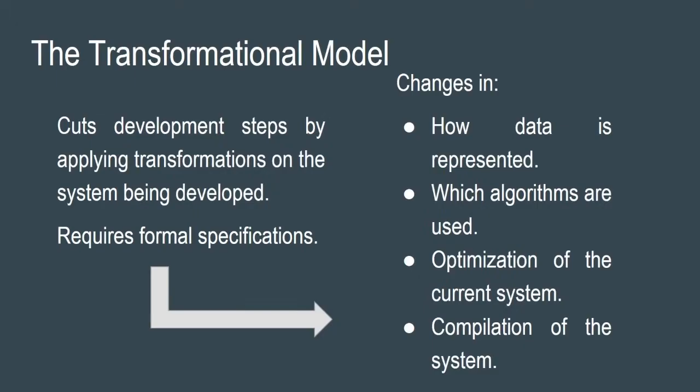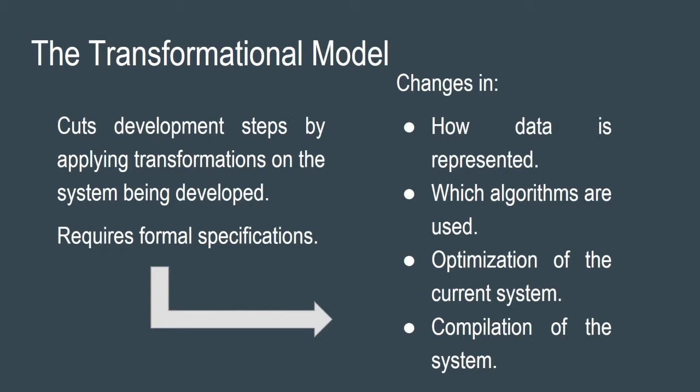The transformational model cuts some steps present in other models by applying a series of transformations onto a specification to turn it into a deliverable system. These transformations can be of different types, such as the way data is represented, which algorithms are used in the implementation, the optimization of the system being worked on, and the compilation of the system.